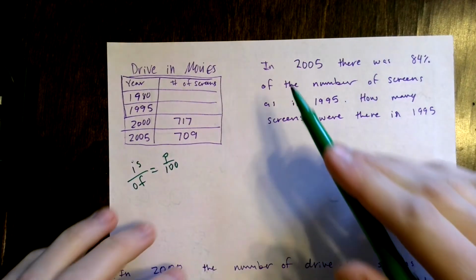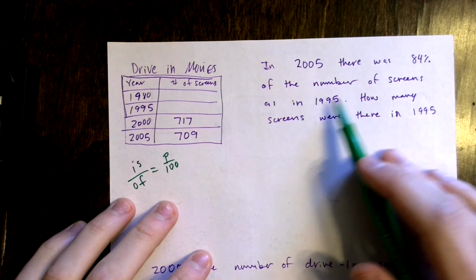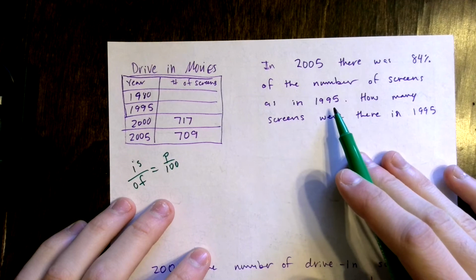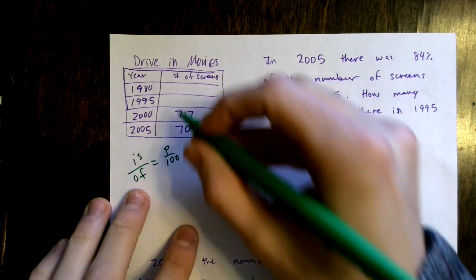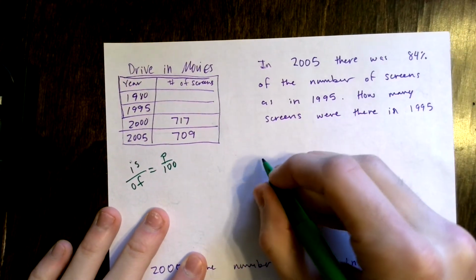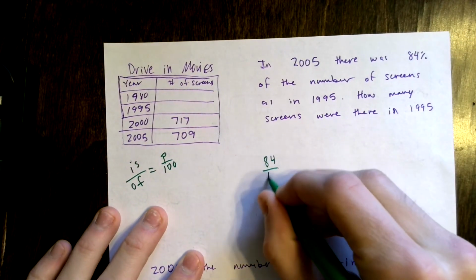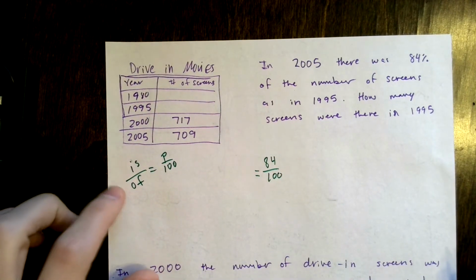So if we look at this right here, they tell us in 2005, there was 84% of the number of screens as in 1995. How many screens were there in 1995? That we don't know. They didn't tell us that here. But they did tell us a few things. They told us our percent to start. They told us we're looking for 84%. And we know we're trying to find our is and our of.